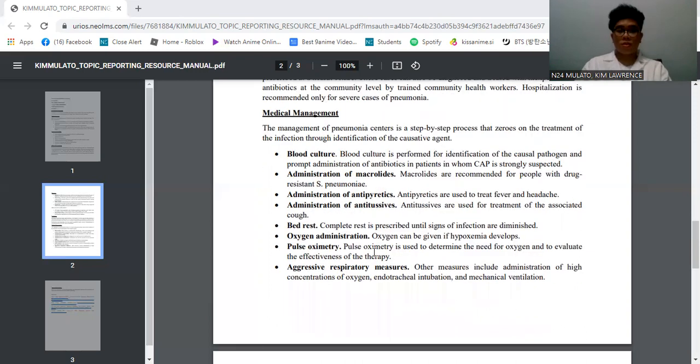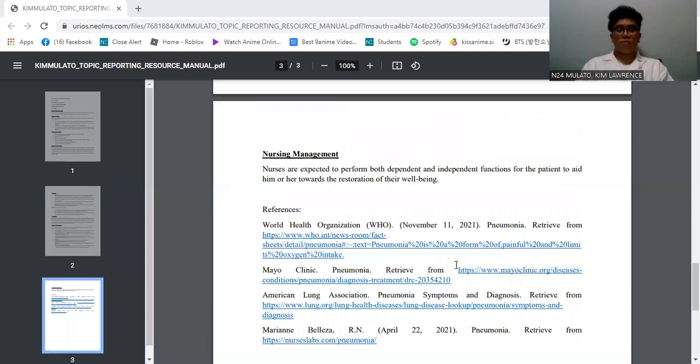Oxygen administration. Oxygen can be given if hypoxemia develops. Pulse oximetry. Pulse oximetry is used to determine the need for oxygen and to evaluate the effectiveness of the therapy. Aggressive respiratory measures. Other measures include administration of high concentration of oxygen, endotracheal intubation, and mechanical ventilation.